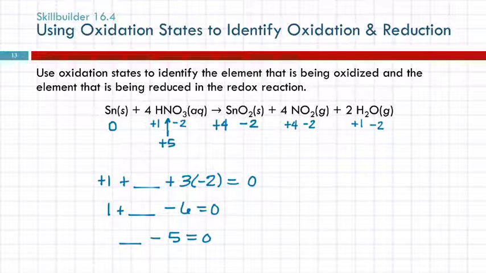We assigned oxidation states. Now we can identify the element that's being oxidized, the element that's being reduced. The element that is being oxidized will have its oxidation number increase. Well, let's just start at the beginning. Here's tin. Tin goes from 0 to plus 4. That's an increase. So tin is being oxidized.